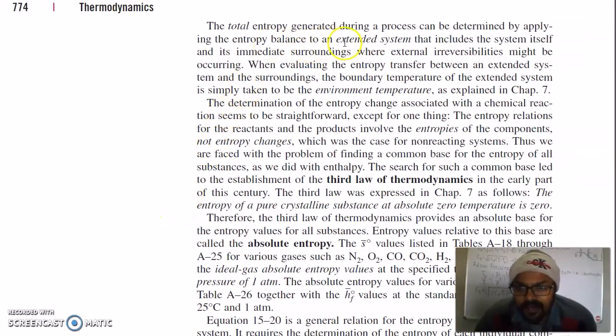The total entropy generated during a process can be determined by applying an entropy balance to an extended system that includes the system itself and its immediate surroundings, where external irreversibility might be occurring. When evaluating the entropy transfer between the extended system and the surroundings, the boundary temperature of the extended system is simply taken to be the environment temperature.